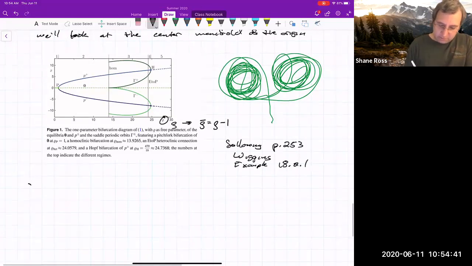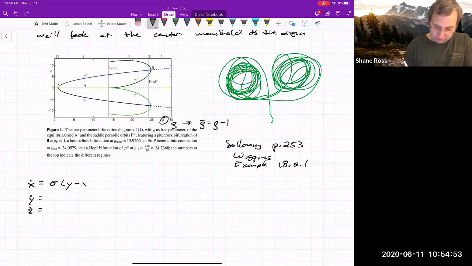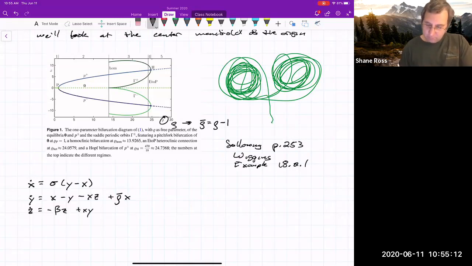All right, so we'll write x dot, it's a three-dimensional system. x dot, y dot, and z dot. x dot is sigma (y minus x). y dot is x minus y minus xz plus rho bar x. And z dot is minus beta z plus xy. So here we've got a 3D system, and for parameters we would have sigma, beta, and rho bar.